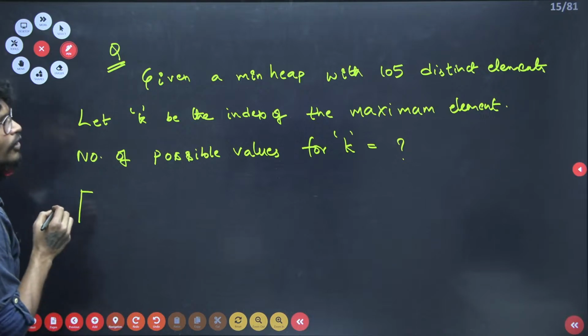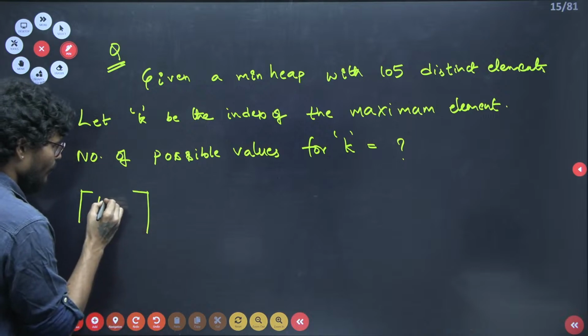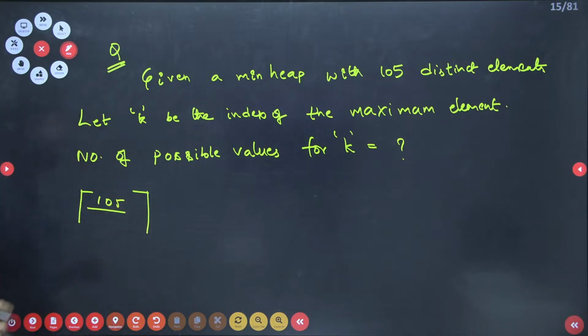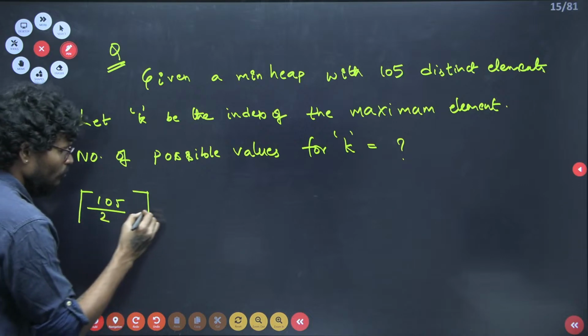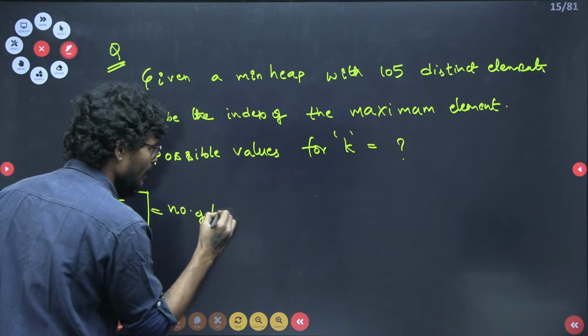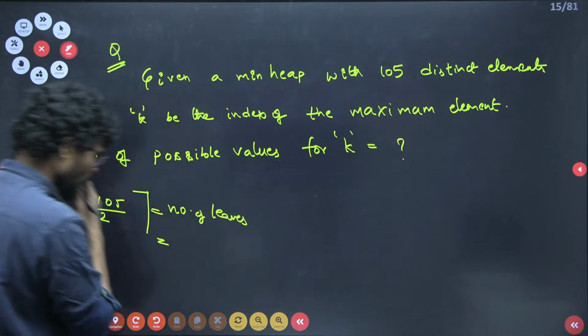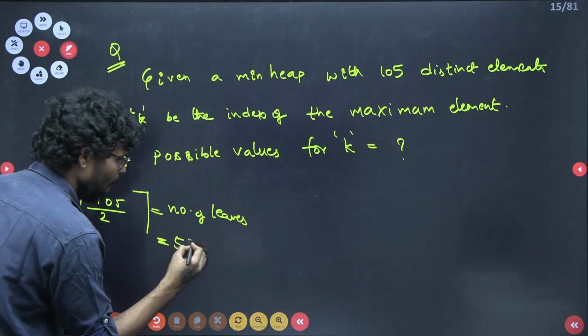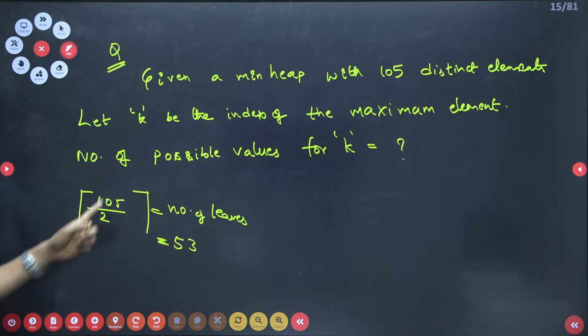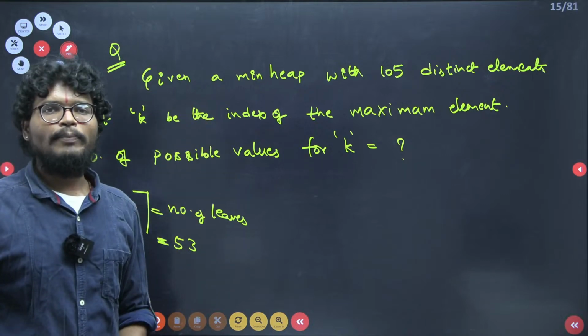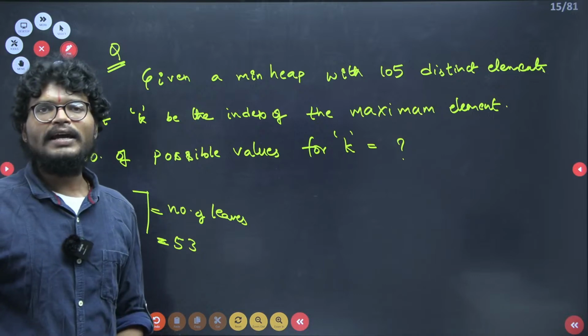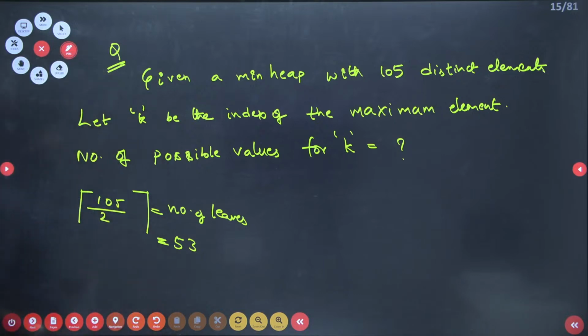So straightforward, you can just take the ceiling of the number of elements divided by 2. So this will give you the number of leaves, right? So this is nothing but 53, right? So we know that in min heap the minimum element is at the root and maximum element can be at any leaf, right? It can be at any leaf. So we just need to find out how many leaves are possible. So that many locations are possible for the index of maximum element, which is nothing but 53.